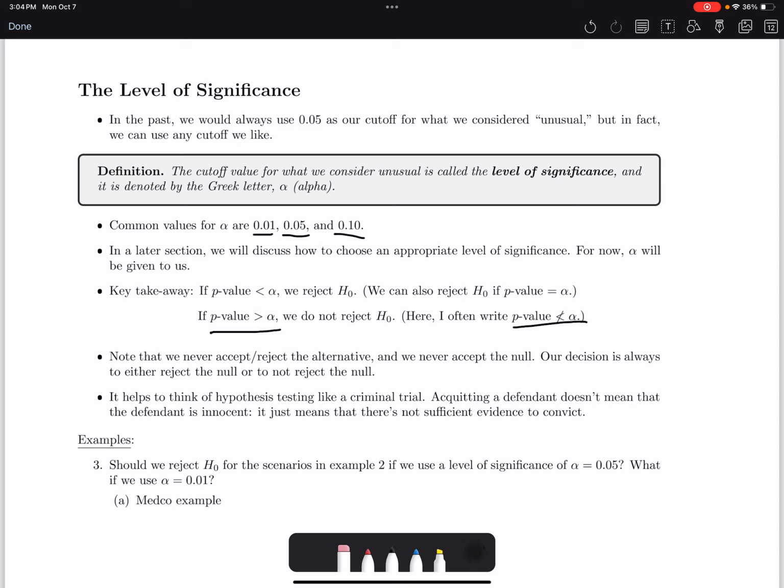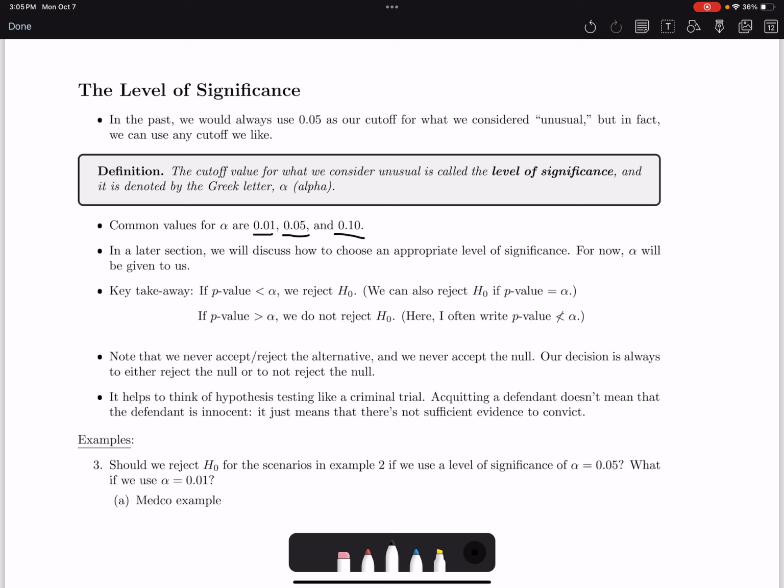Sometimes students wonder, what happens if the p-value equals alpha? That's a very unlikely scenario. The p-value is almost certainly not going to be dead on exactly equal to alpha. But on the off chance that it was, then we would still reject the null hypothesis. So we can also reject H null if the p-value equals alpha.